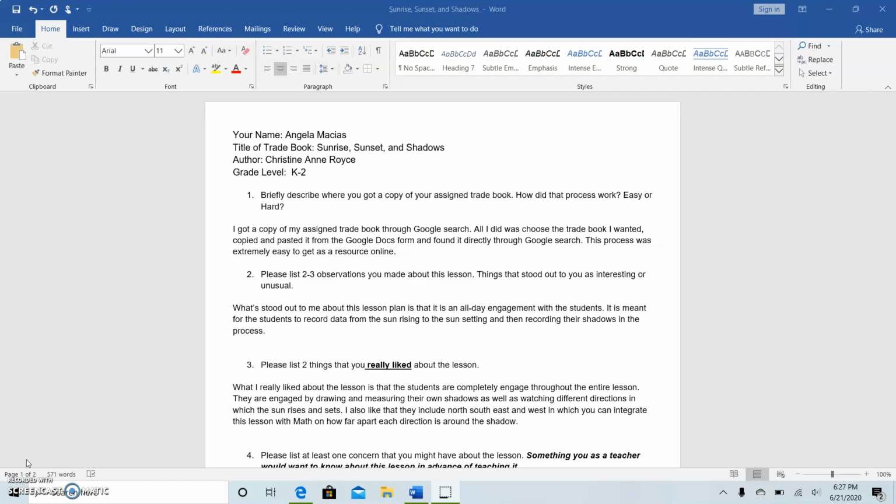The first question, I got a copy of the trade book through Google. Obviously with COVID present right now, it's not as easily accessible to get a physical copy of the book. So Google search was really easy, just typed it in and got a quick example of it. It was really easy to read as well and convenient that it was on the computer, so I was able to read it and then go ahead and submit this assignment.